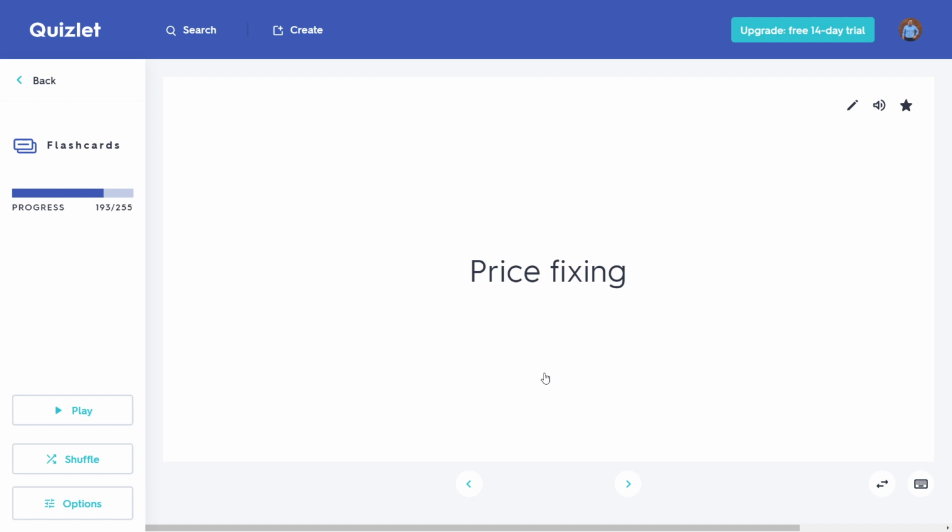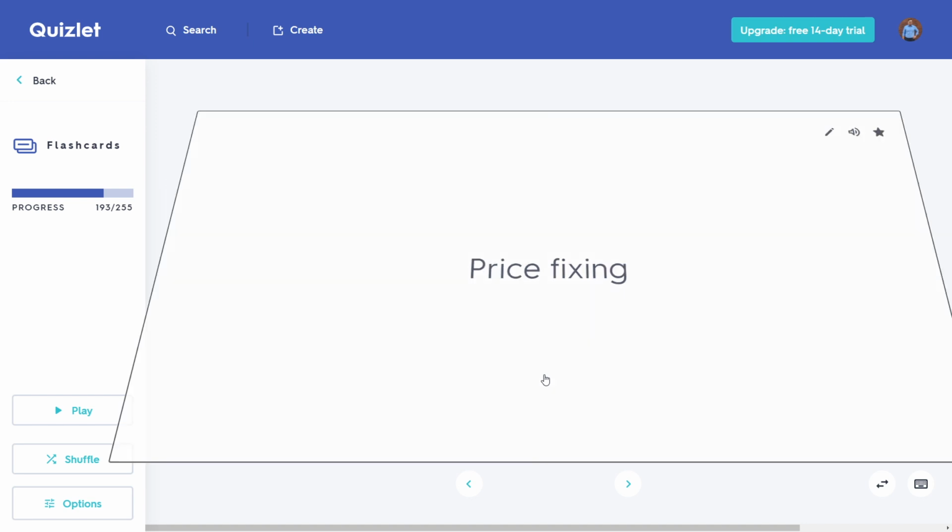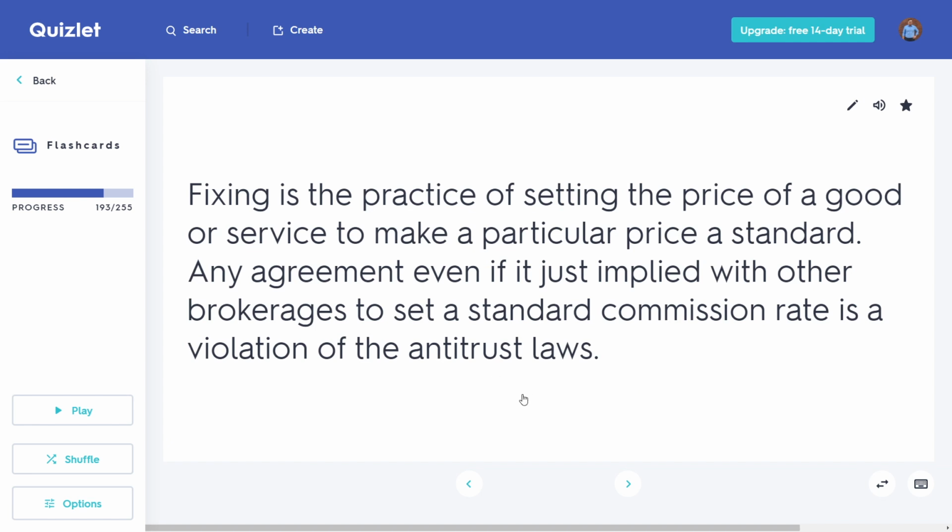Okay, so when you hear price fixing, you should be thinking of antitrust laws. Remember we covered that in the first 50? Fixing is the practice of setting the price of a good or service to make a particular price a standard. Any agreement, even if just implied, with other brokerages to set a standard commission rate is a violation of the antitrust law. So let me give you guys an example.